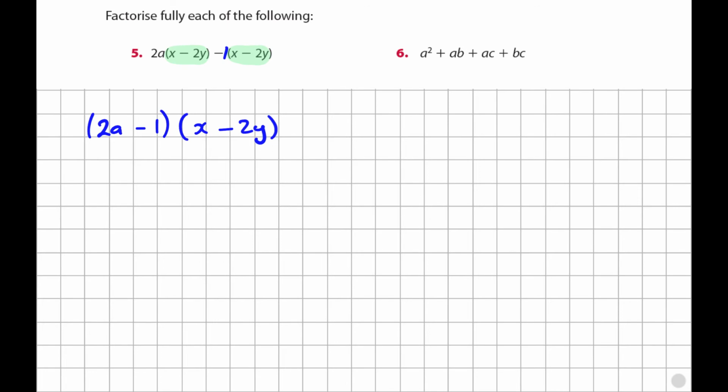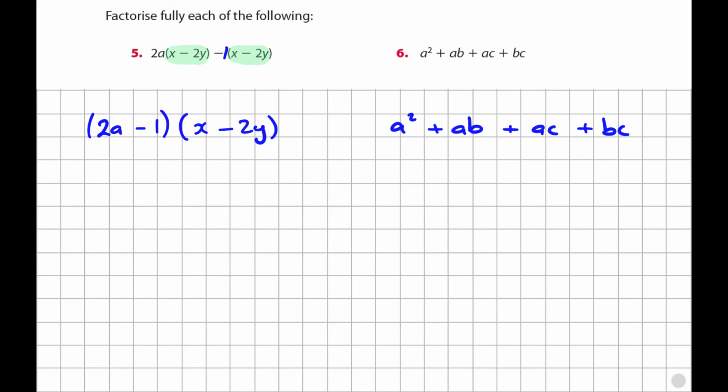So a squared plus ab plus ac plus bc. Okay, so you can see here that we've got 4 terms and we're looking to factorize. So if we have 4 terms and we're looking to factorize, we need to break it up. We need to take the first 2 terms and put them together and factorize them. And then we need to take the second 2 terms and put them together and factorize them.